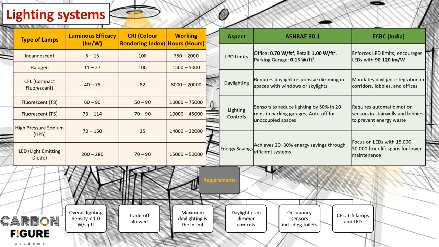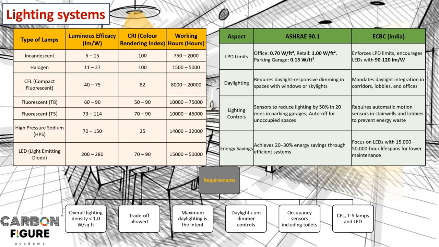In case of guidelines, there is LPD, lighting power density. For office space, retail space, parking garage, what the value should be. ASHRAE says that for office space, LPD should be in the range of 0.770 watt per square feet, right? So that is lighting power density. ECBC enforces an LPD limit and encourages LEDs with 90 to 120 lumen per watt, right?